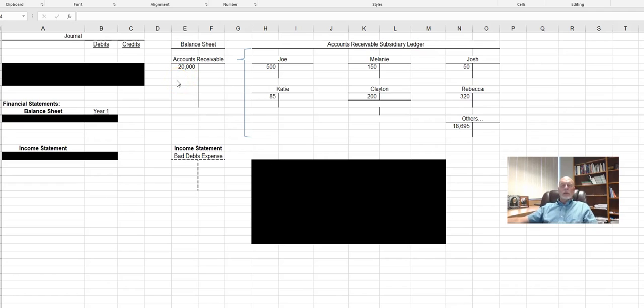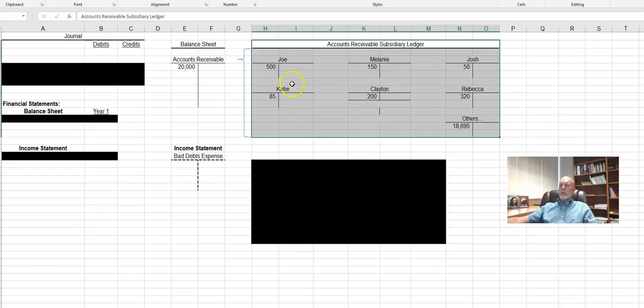Now we know that $20,000 doesn't represent just one big customer. It's actually the total of a whole bunch of little customers. So somewhere we need to keep up with all of those individual customer balances, and we do that in what's called the Accounts Receivable Subsidiary Ledger. A lot of times we just call this the AR subledger.